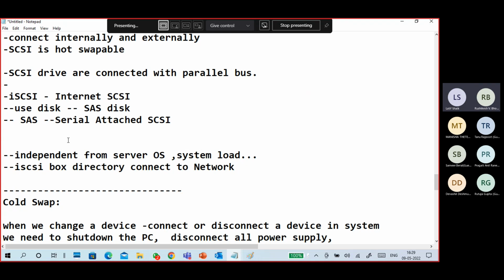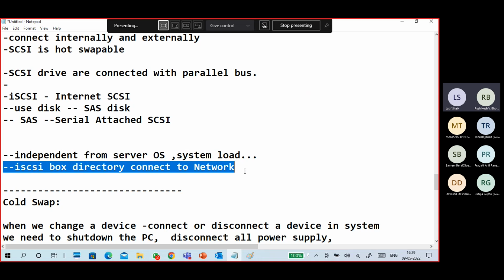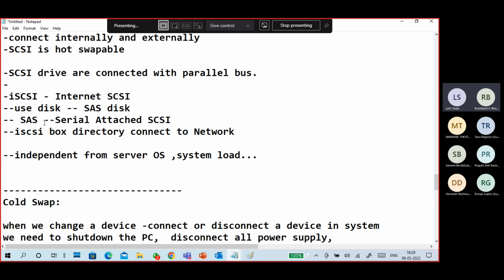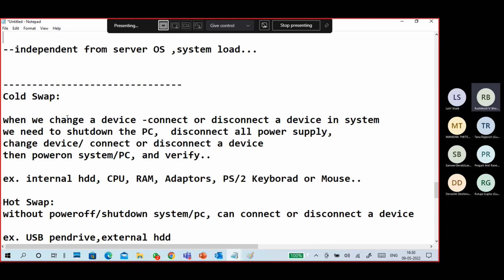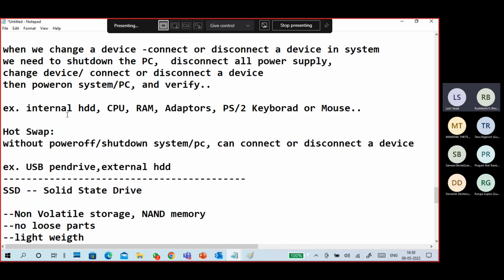iSCSI is internet SCSI. It is directly connected to the iSCSI box, directly connected to the network. The disks we use in iSCSI are SATA disks and SAS disks. What is SAS? Sorry, serial attached SCSI. SAS means serial attached SCSI.